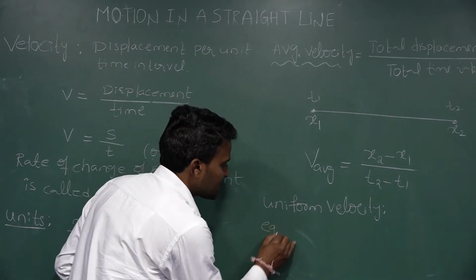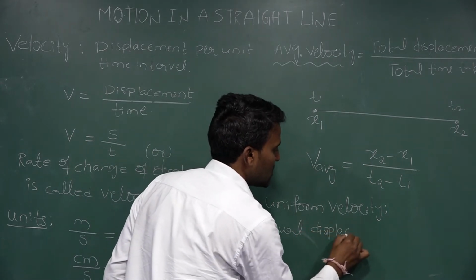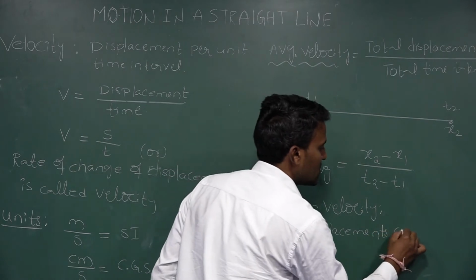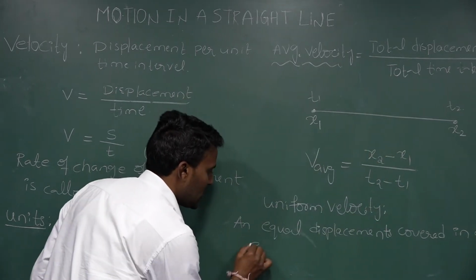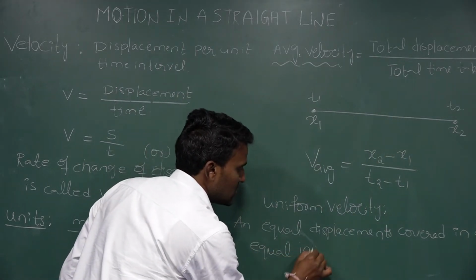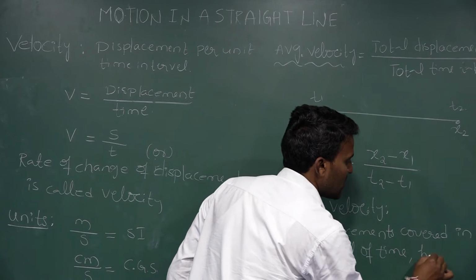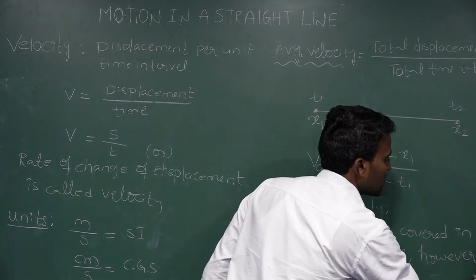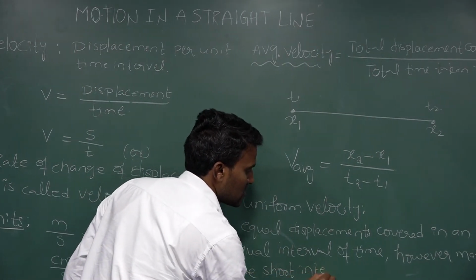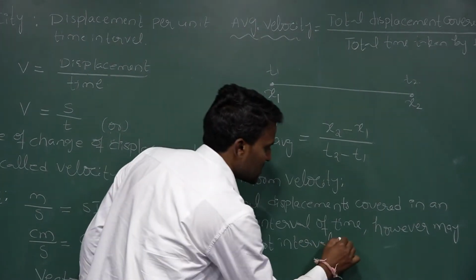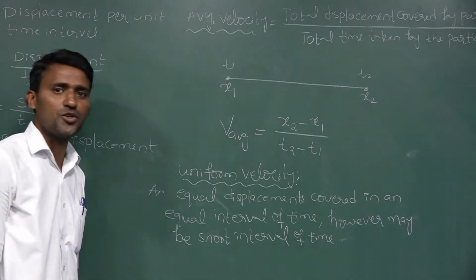See here, equal displacements covered in an equal interval of time, however short the interval of time may be. That is called uniform velocity.